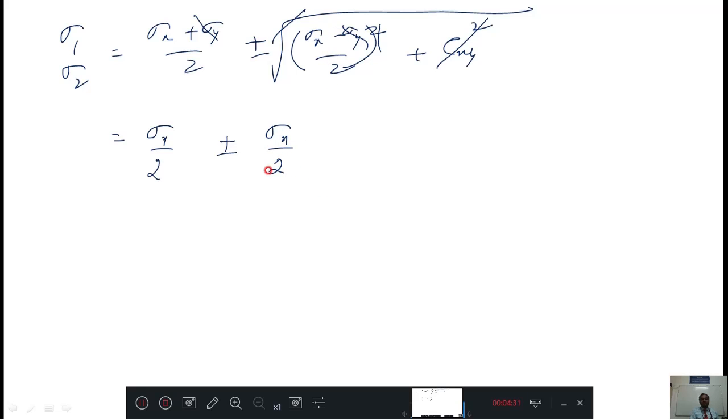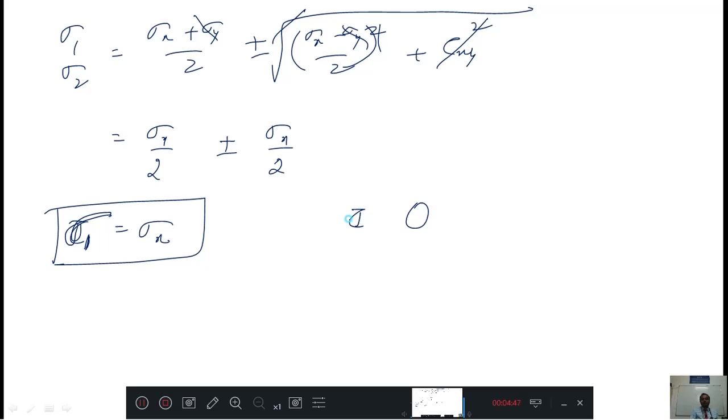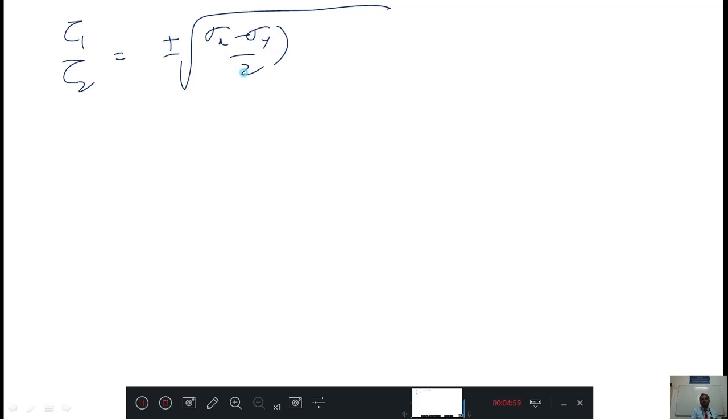Here also sigma x by 2 you got. If you use a plus, sigma x by 2 becomes sigma x. If you use a minus, the answer becomes 0. Therefore, sigma 1, the major principal stress, will be sigma x and the minor principal stress value will be 0. You got it. The same thing on a uniaxial stress system: tau 1 and tau 2, if you want, plus or minus square root of sigma x by 2 whole square plus tau xy square, which is the general stress system expression.